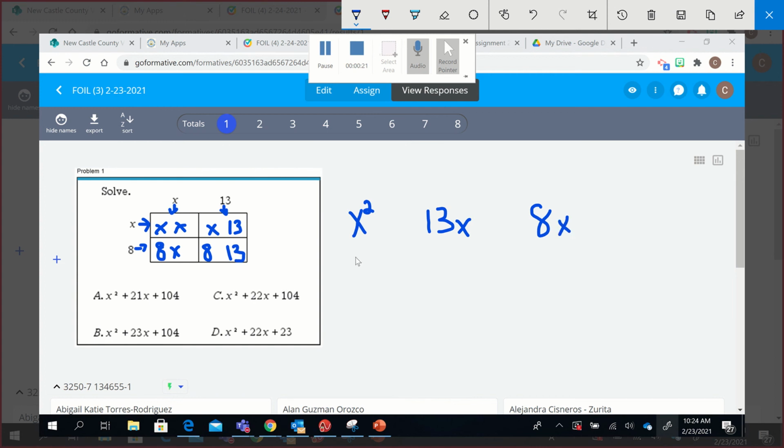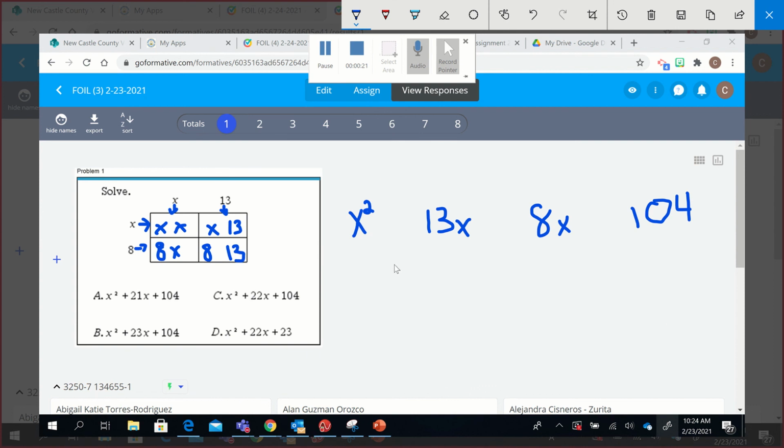And just in case you don't know, 8 times 13, you can use Desmos to calculate that, and I would suggest using Desmos to calculate that. 8 times 13 is 104. All right, we're partially the way there.